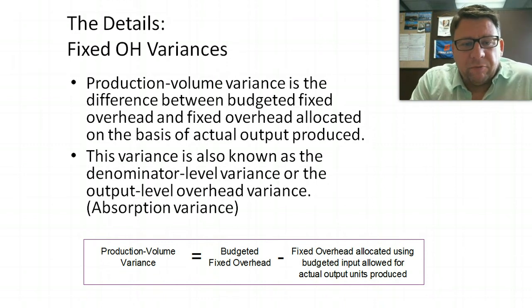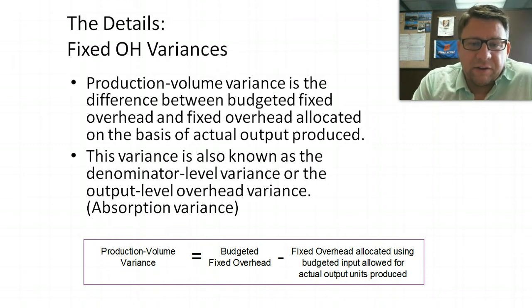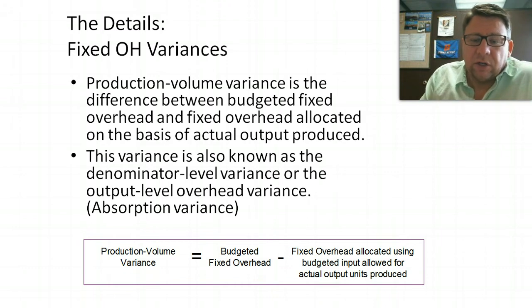The production volume variance, this is the difference between what we had budgeted for our fixed cost overhead and how much fixed cost overhead we should have incurred based on our actual level of output.